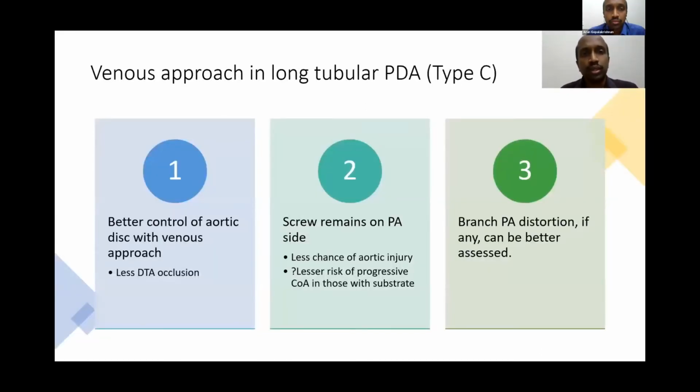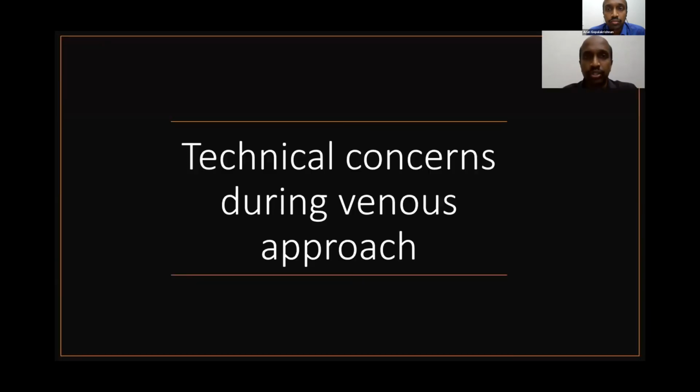Some of the nuances in closing long tubular ducts is that the venous approach permits better control of the aortic disc with lesser chance of DTA occlusion, and also the screw remains on the pulmonary arterial side, and we can do angiography for pulmonary artery distortion prior to release of the device through the venous approach.